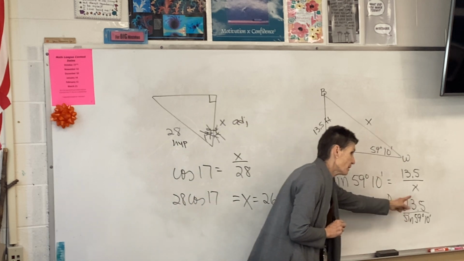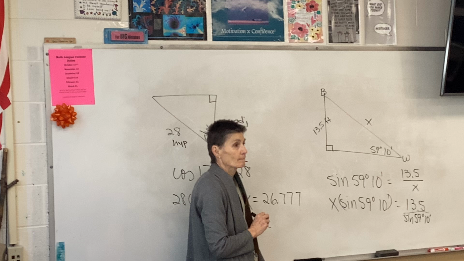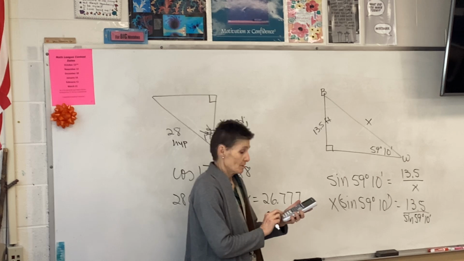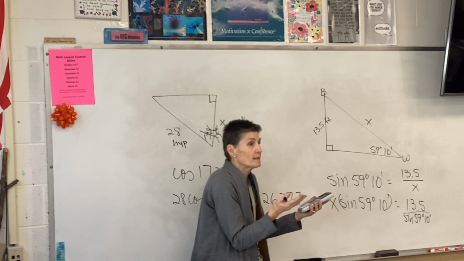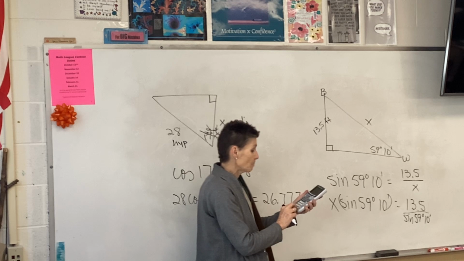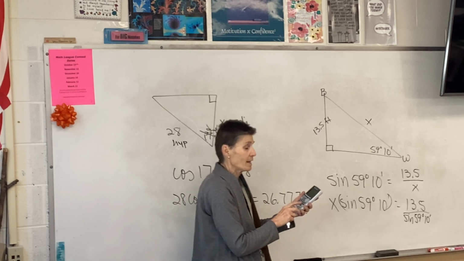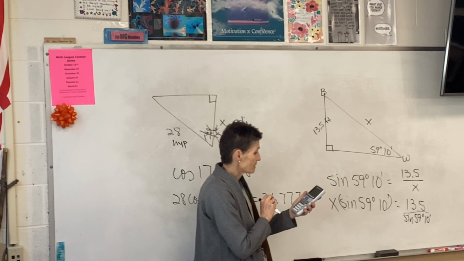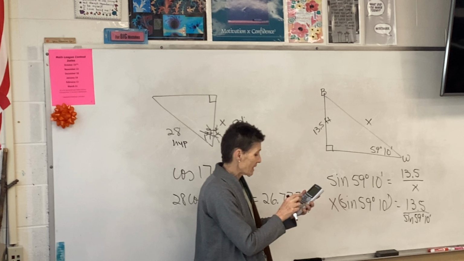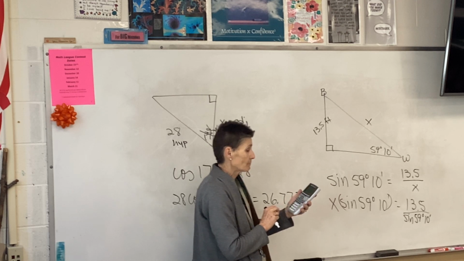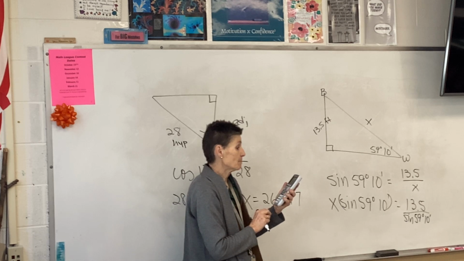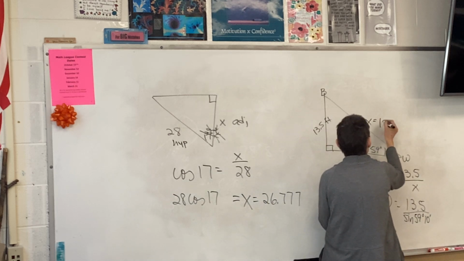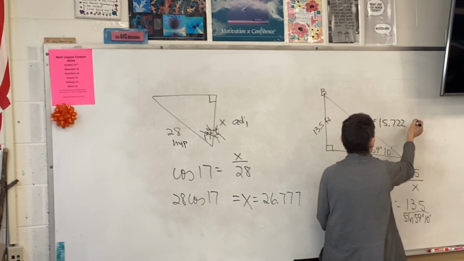This is what you're going to type in your calculator. You put in 59 degrees. We don't want to do any round off, so you're going to have to put it in anyway, might as well put it in here. So 13.5 divided by sine 59 degrees, 10 minutes is 15.7222. Feet. That would be feet.